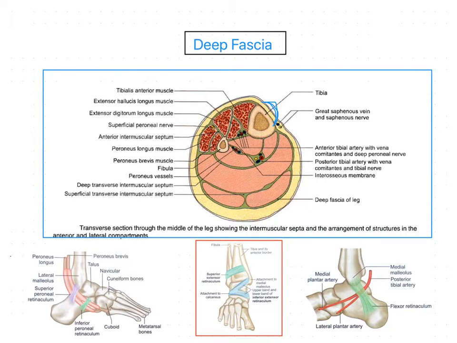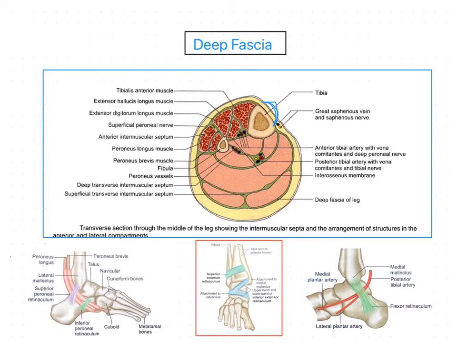Now we'll see the extensions of the deep fascia. The extensions of the deep fascia form the intermuscular septa that divide the leg into compartments. The name itself indicates that they divide in between the muscles, and that divides the leg into compartments. So the anterior and posterior intermuscular septa.